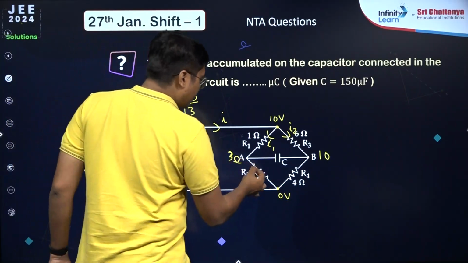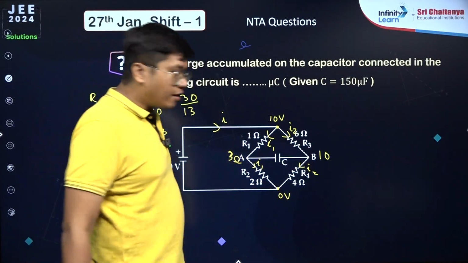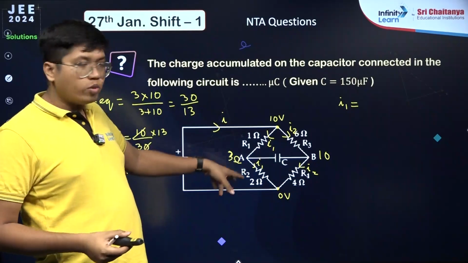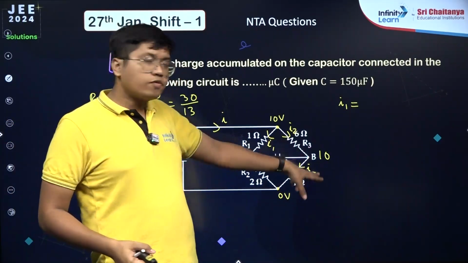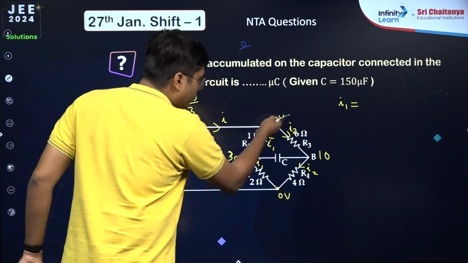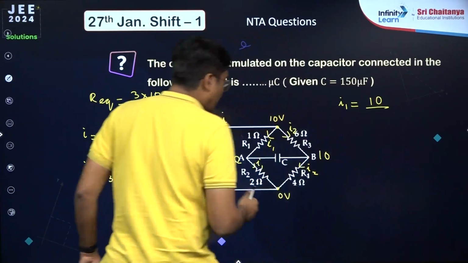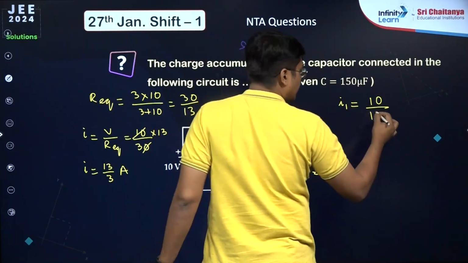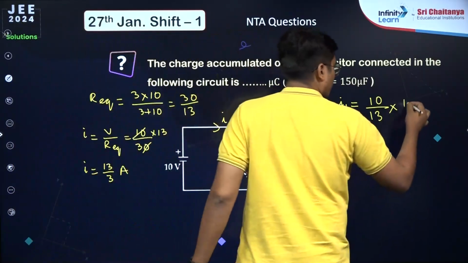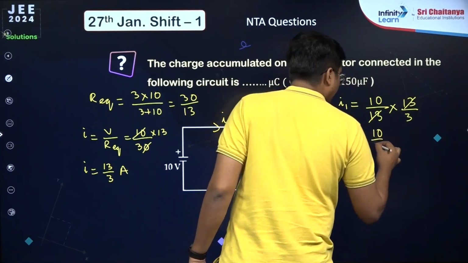Now this I1 current flows through this also. I2 current flows through this also. What is this I1? For a parallel network, current through one branch is equal to the resistance of the other branch divided by the sum of resistances, into the main current. So if I am looking for the current in this branch, that is equal to the resistance of the other branch, which was 10, divided by the sum of resistances, that is 10 plus 3, 13, multiplied with the main current, which was 13 by 3. So I1 comes out to be 10 by 3.